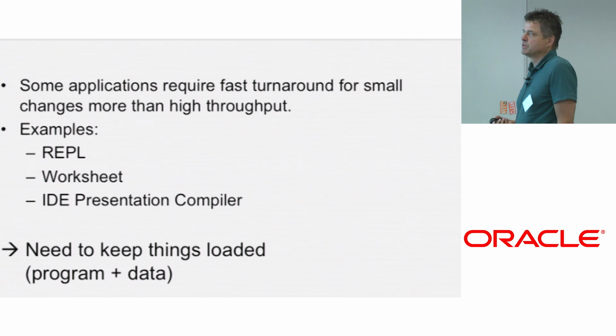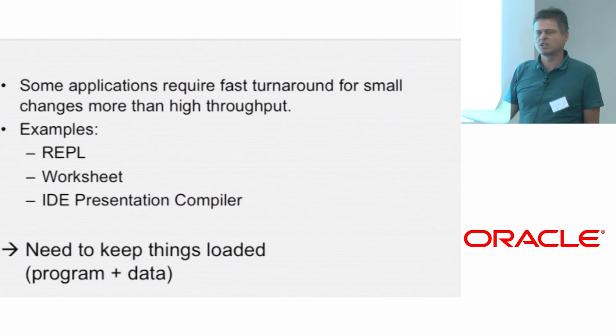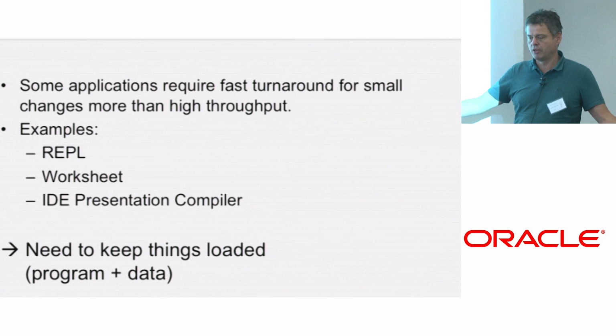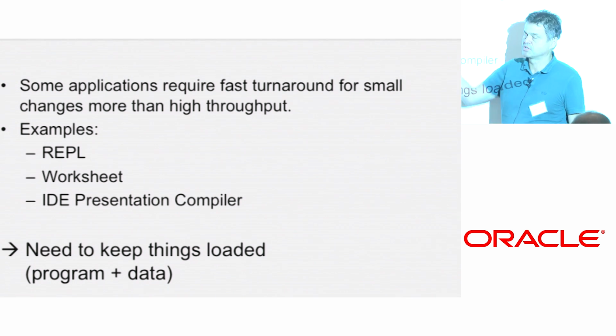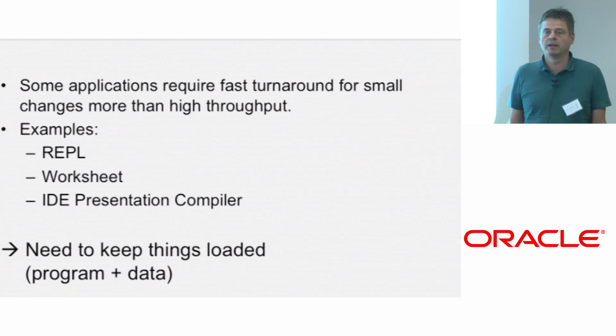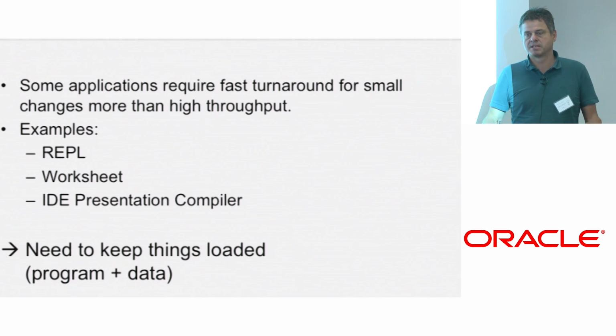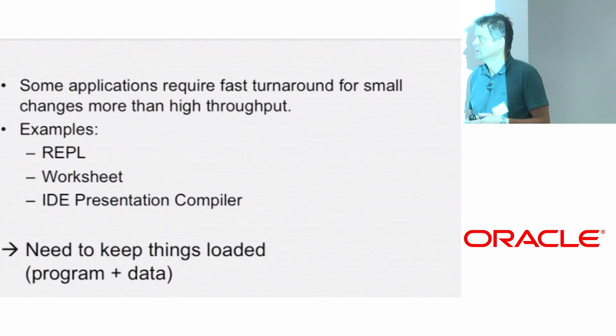Okay, so the other challenge we're facing is latency. Some applications require not so much baseline throughput performance, but very fast turnaround. For instance, a REPL: you type a program line, the line gets compiled, the compiler spits out a class file representing the line, the class file gets executed, and all this should, of course, happen in a fraction of a second.